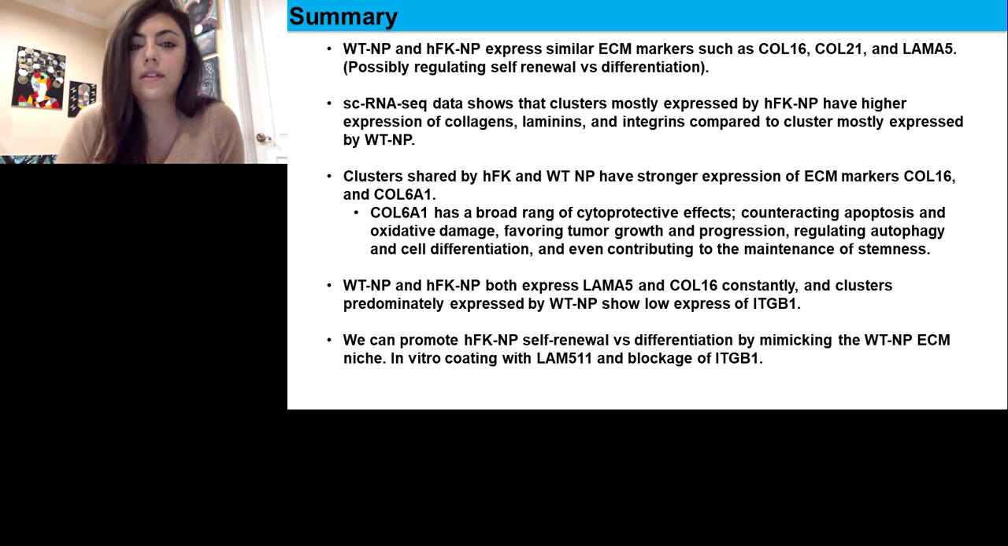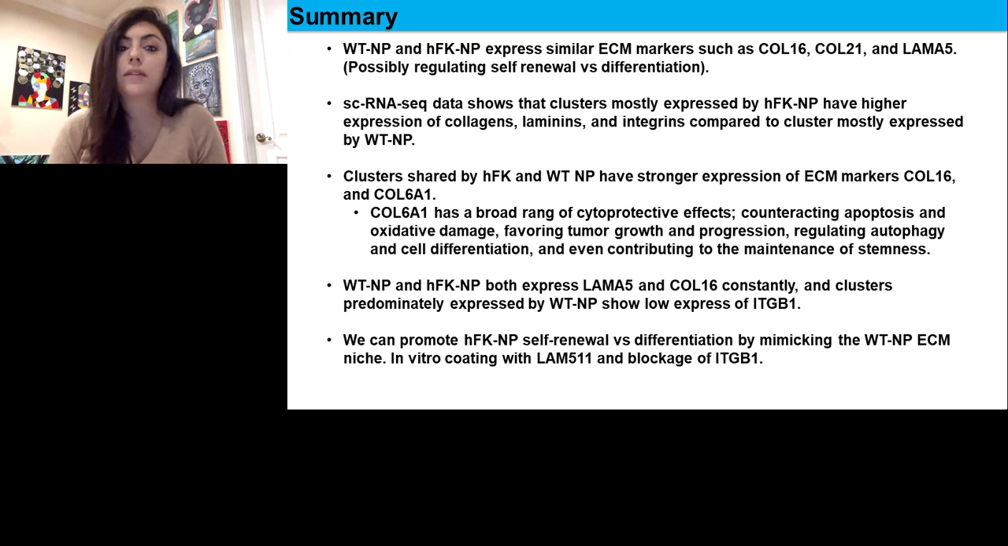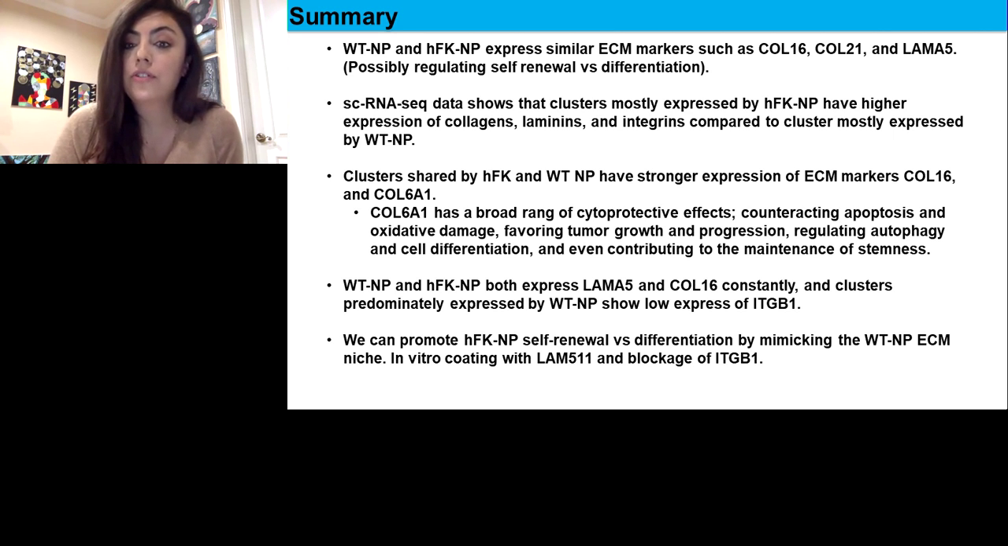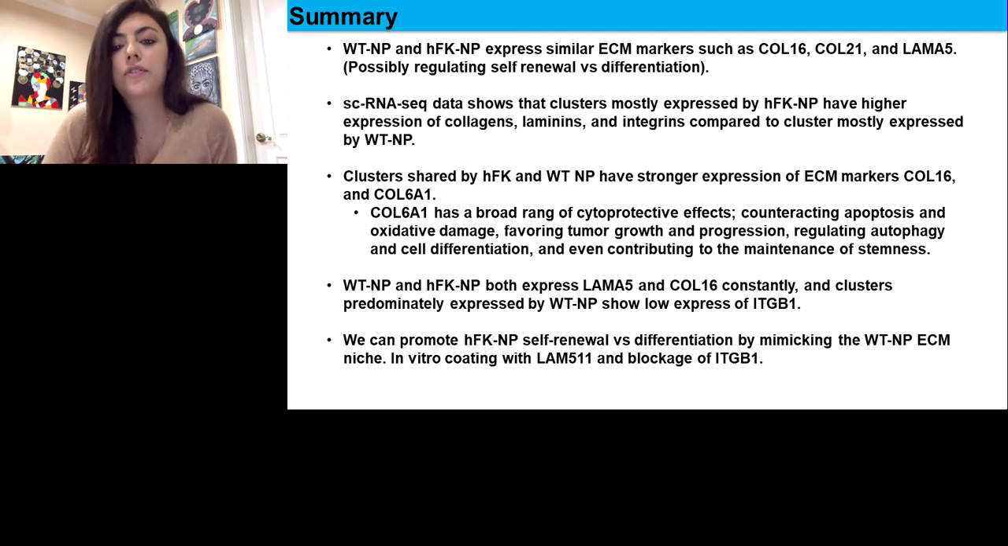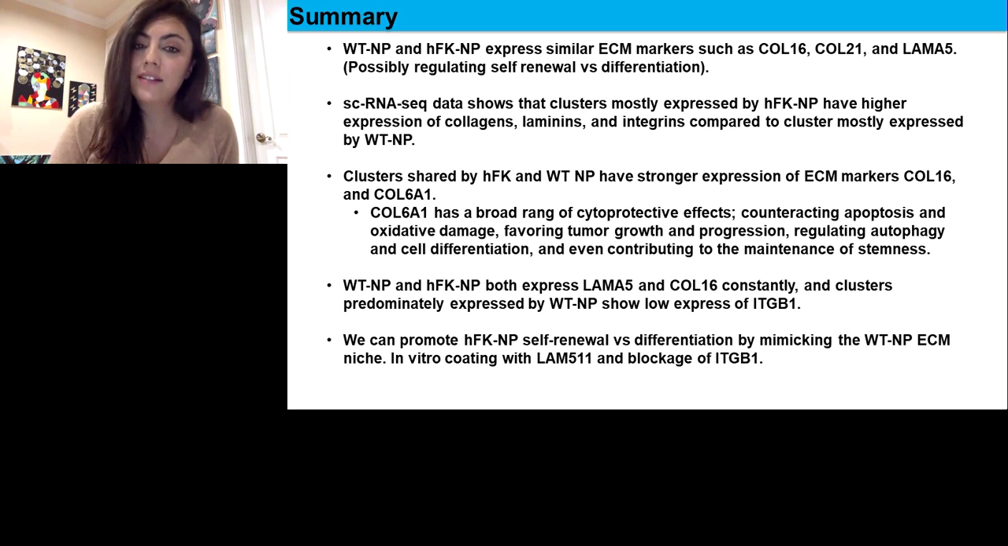We also see with the single-cell RNA-seq data that clusters mostly expressed by human fetal kidney nephron progenitors have higher expression of collagens, laminins, integrins compared to clusters mostly expressed by Wilms tumor nephron progenitors. We also see that clusters shared by Wilms tumor and human fetal kidney nephron progenitors show stronger expression of collagen 16 and collagen 6 alpha 1. And collagen 6 alpha 1 is known to have a broad range of cytoprotective effects, and it has a role in maintaining stemness and also in cancer.